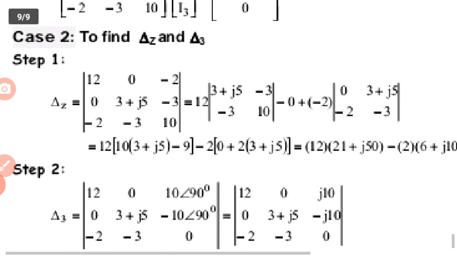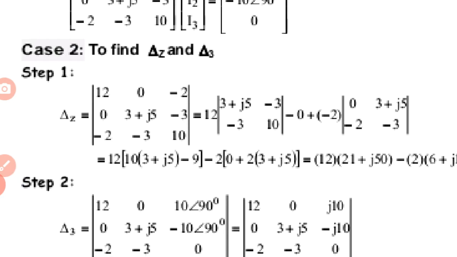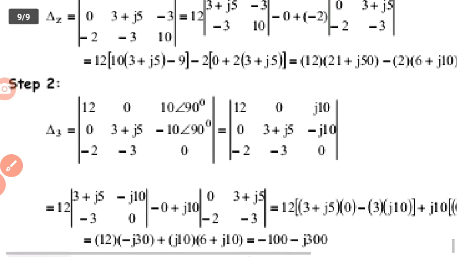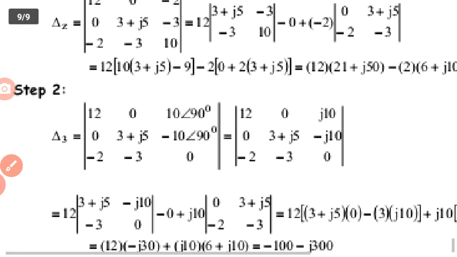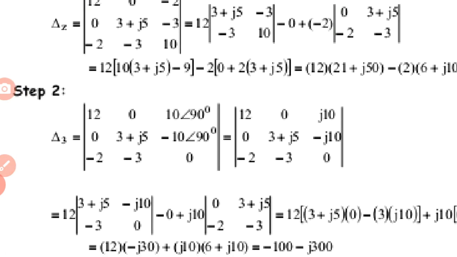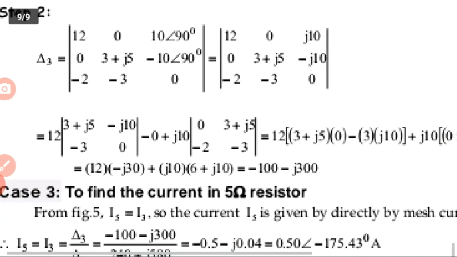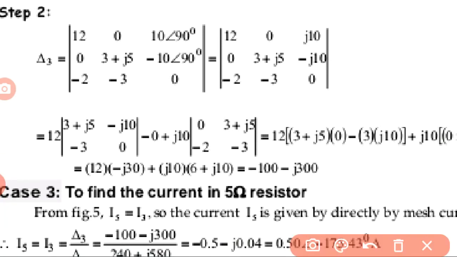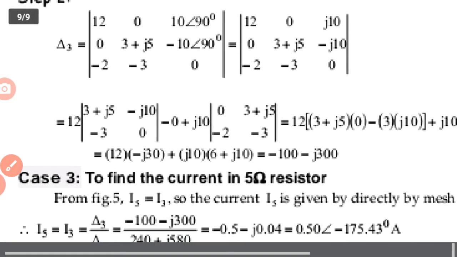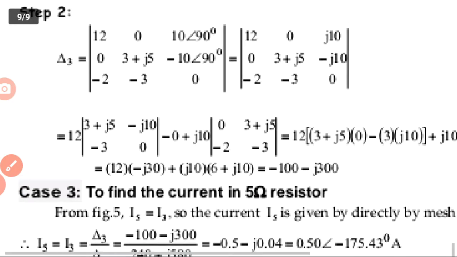Then after that, find out delta Z. After that, we have to find the value of delta 3, because we have to find the current flowing through the 5 ohm resistor, which is in the third loop. That's why we have to find the value of delta 3. After that, we find the value of I3. I3 is equal to delta 3 by delta. Then we get the value, which is the current flowing through the 5 ohm resistor.